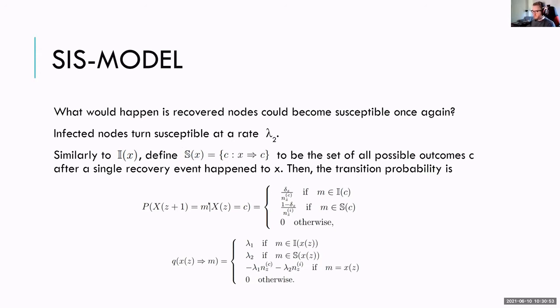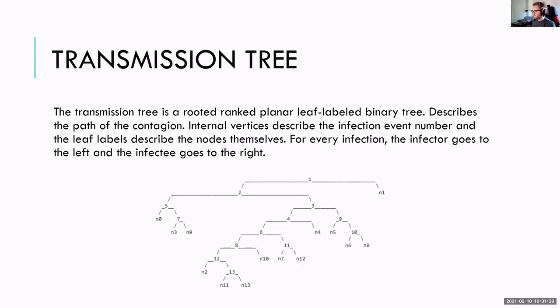Then the transition probability is, well, we're in the state C again, transitioning into M. It's the same as before: if it is an infection event, the probability of having an infection event divided by the number of connections. And if it's a recovery event, then the probability of having a recovery event divided by the number of infected nodes. And the Markov chain generator is unchanged from before. And that concludes the transmission models, and we move on to the transmission tree.